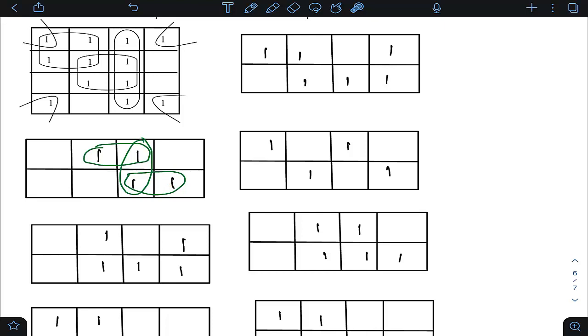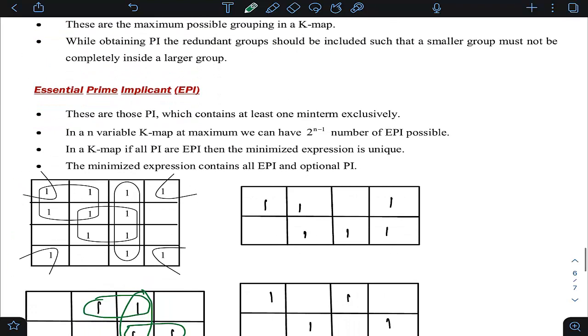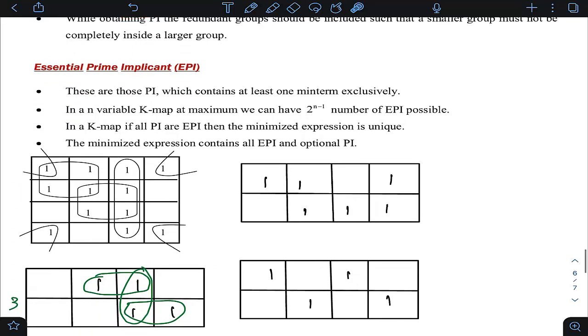So how many groupings have you done? Three groupings. So the number of PI in this case is 3. That is the point: these are the maximum possible groupings in a K-map. You cannot do any grouping beyond this. So the number of PI is 3.